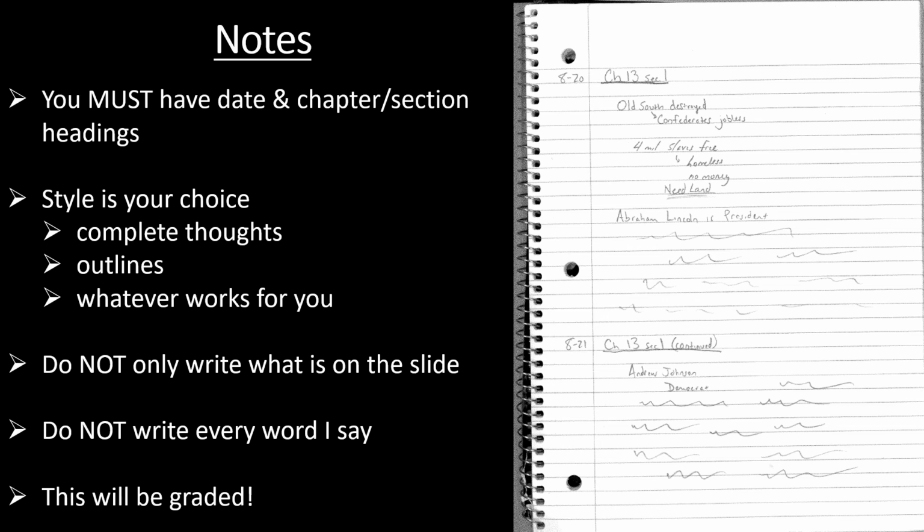So when you take notes, you need to make sure that you have a chapter and section heading. You need to have the date. The date goes in the left-hand margin, and then the chapter section heading goes next to it. So in the example you can see right there, you have 8-20, and then you have chapter 13, section 1, and then underline it. And some people highlight it. I need to be able to see those. If I don't see those, you'll lose points because I won't know where one day's notes started and another day's stopped.